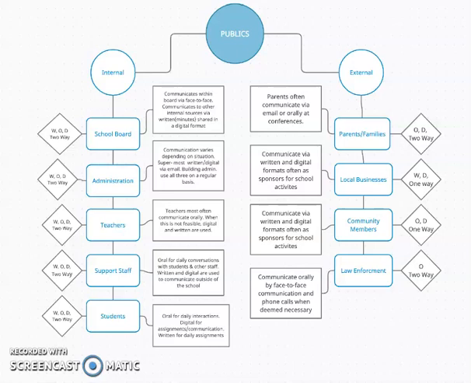So the first one I have listed here, and I think the largest and most important, is our parents and our family members. So I have this as a two-way communication using oral and most often digital. So parents often communicate via email or orally at conferences. So I see these as the two most common ways that parents will communicate with staff members or vice versa.